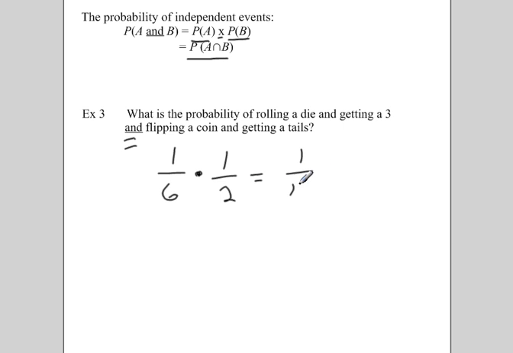So top times the top, bottom times the bottom. There is your probability. If you did both of these things, that's the probability that you would get a 3 and a tails. Now let's see how that's different from this next kind of problem.